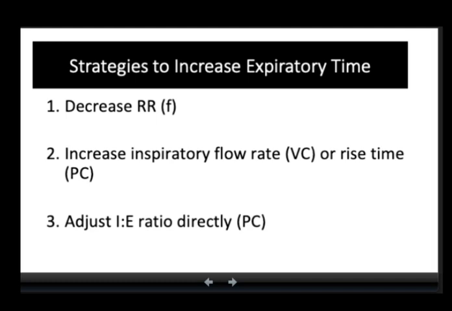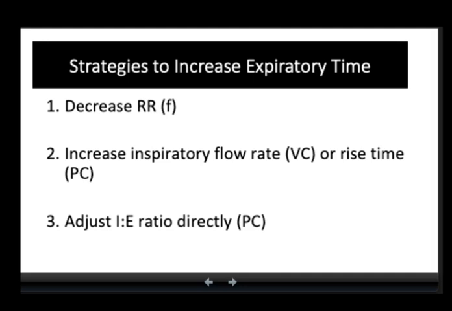In some cases, you cannot decrease the frequency of breaths further, and you have to consider other maneuvers. In volume control mode, you can increase inspiratory flow rates, which will decrease duration of your inspiratory time and will automatically prolong the expiratory phase. The trade-off of doing so will be an increase in inspiratory peak pressure due to increased flow rate.